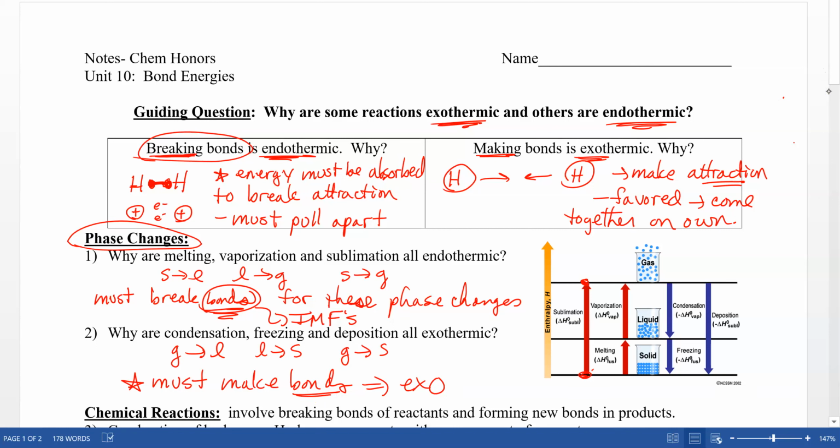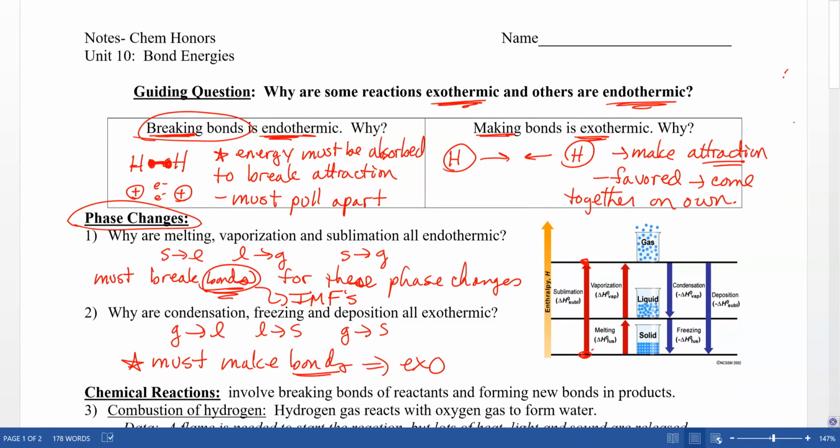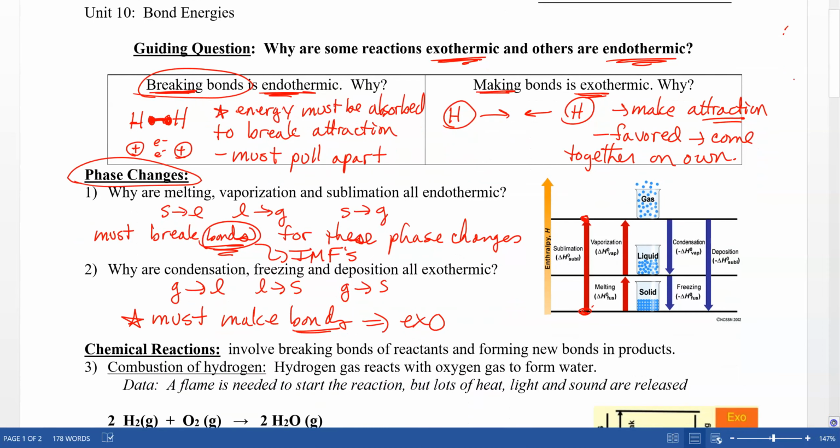So phase changes are pretty simple because in any phase change, you're either going to be making bonds or breaking bonds, but you don't do both, right?